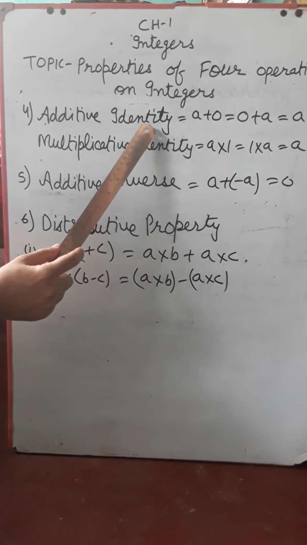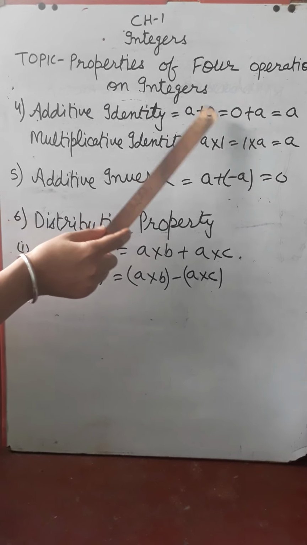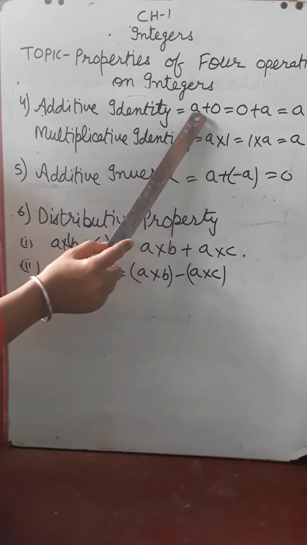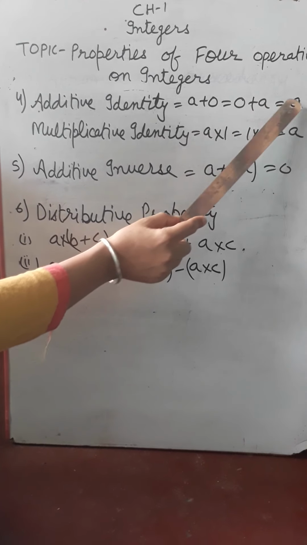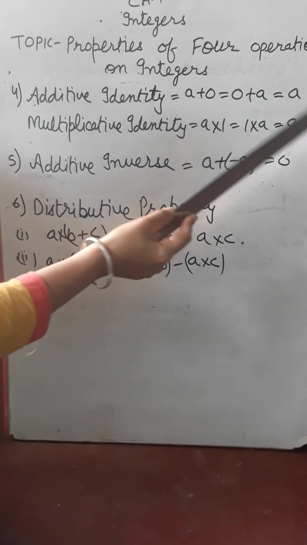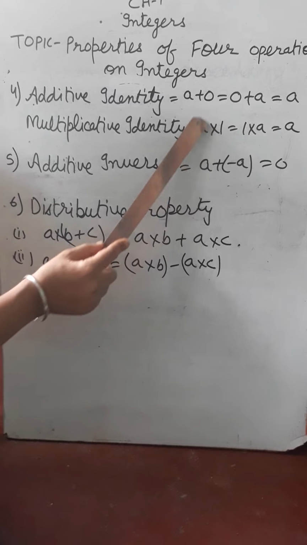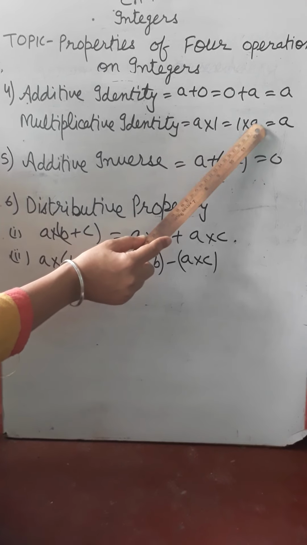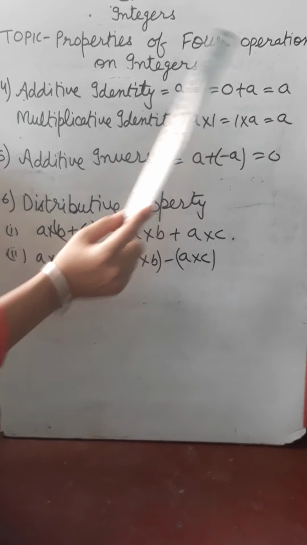In additive identity, when we add any integer with 0, then we will get the same integer. If we add a plus 0, or 0 plus a, we will get the same number a. That is, 2 plus 0 or 0 plus 2, we will get 2. Next, in multiplicative identity, if we multiply any integer with 1, suppose 2 into 1 or 1 into 2, we will get 2. A into 1 or 1 into a, we will get a.